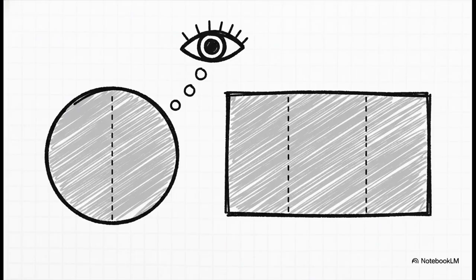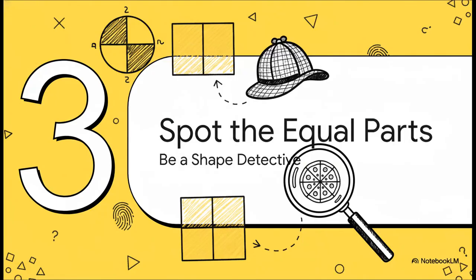Now, making thirds, like we said, is a little more about using your expert eye. You'll need to draw 2 lines to create those 3 equal pieces. It's a real test of an architect's skill to eyeball it and make sure each of those 3 parts looks exactly the same size. Okay, you've learned the terms and you've seen the techniques. Now I think it's time to test out those new skills. Let's put on our detective hats and see if we can spot some correctly partitioned shapes out in the wild.